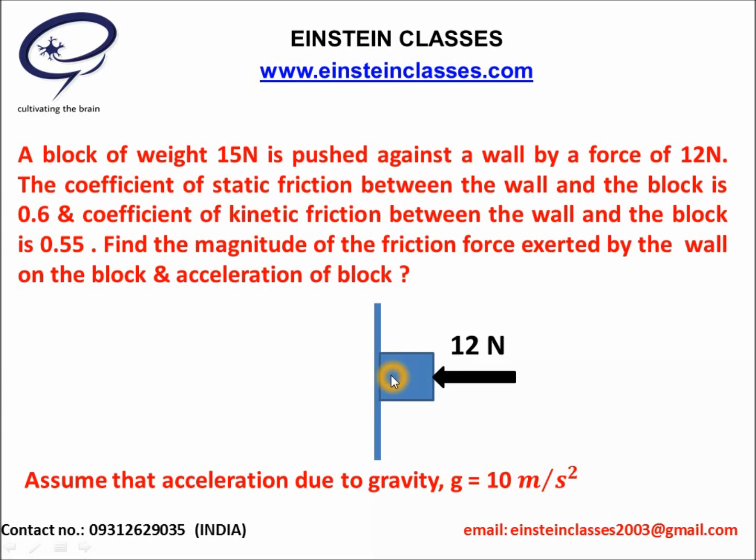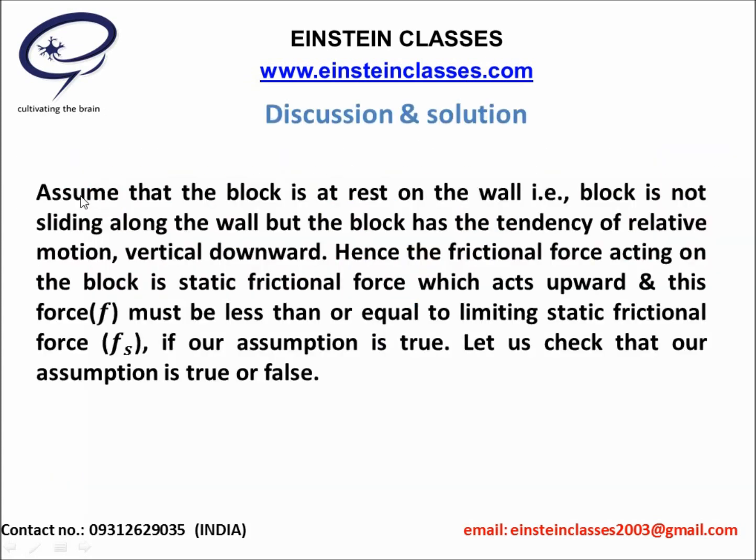First of all, we have to check whether our assumption is correct or not. We have assumed that the block is at rest on the wall and is not sliding along the wall, right? But the block has the tendency of relative motion vertically downward. Hence the frictional force acting on the block is static friction, which acts upward, right? Because the block has the tendency of relative motion vertically downward, and this friction force must be less than or equal to the limiting static friction force Fs if our assumption is true.